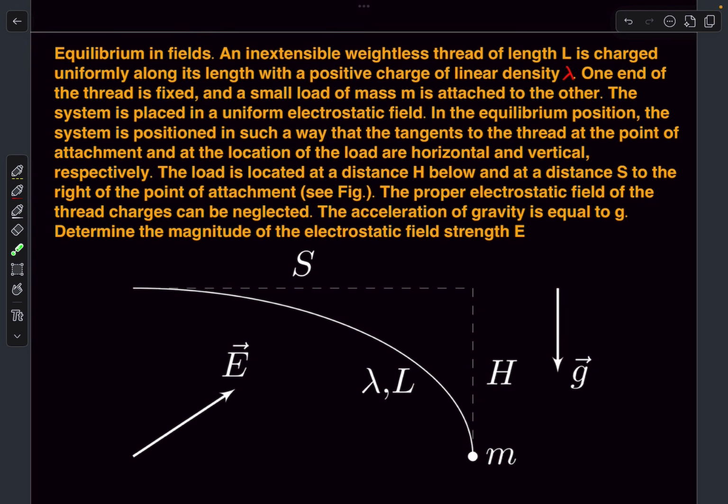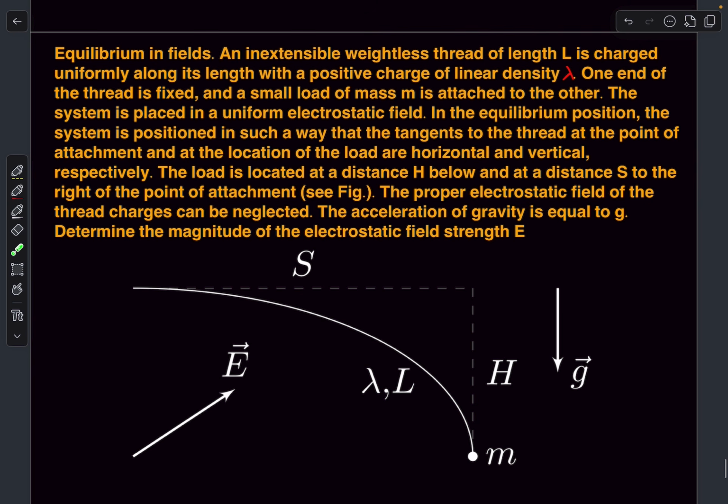Now the load is located at a distance H below and at a distance s to the right of the point of attachment. So this length is s and this height is H. The proper electrostatic field of the thread's charges can be neglected, so the contribution to the field by the charges on the thread can be considered negligible.